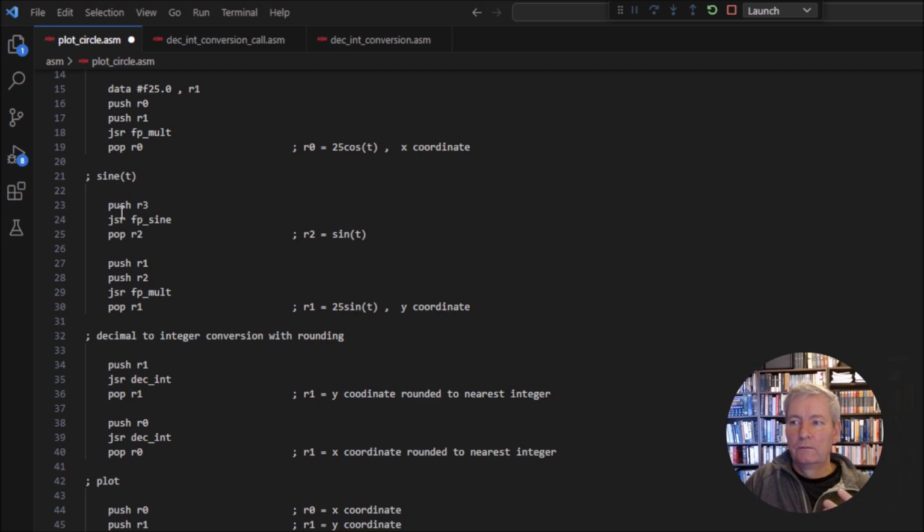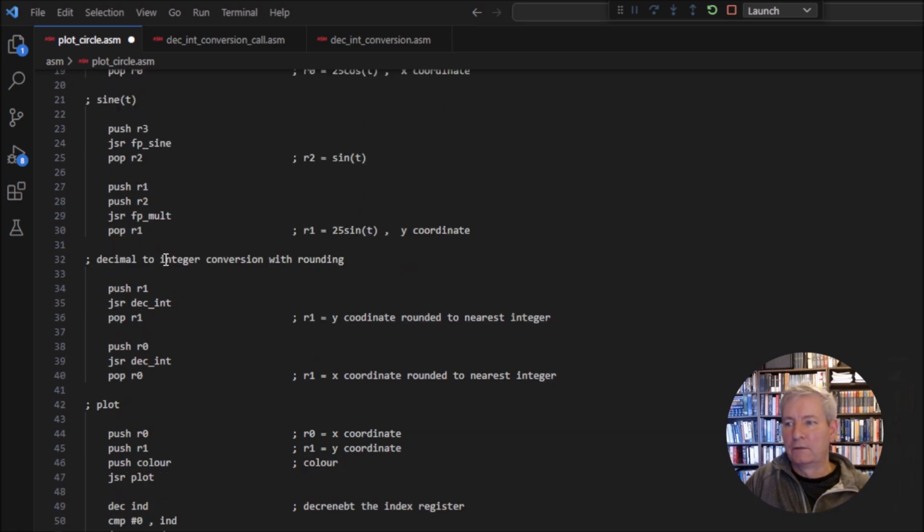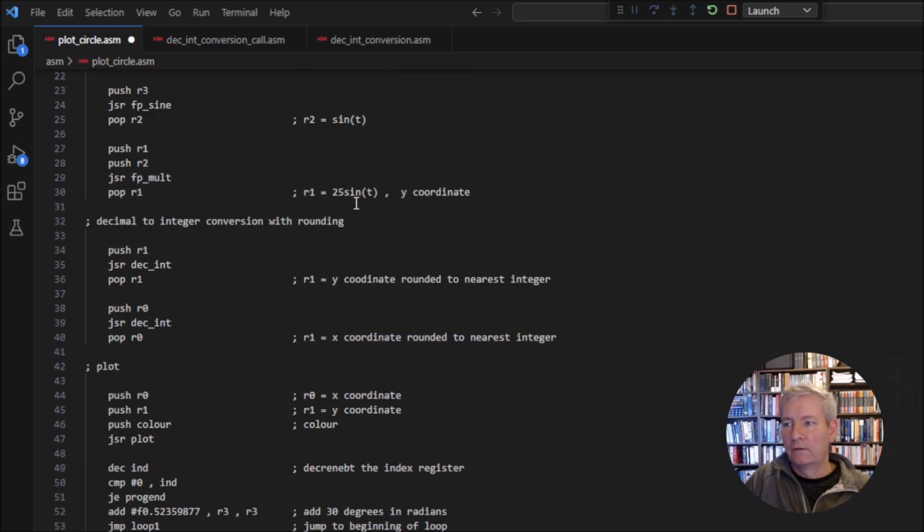So we push the value R3, and then we jump to the subroutine for the sine, and this returns the sine function. And then we do the push of R1 and R2, so we're pushing the sine of t and also the value 25 into the multiply subroutine, it multiplies them together and it returns the 25 sine t.